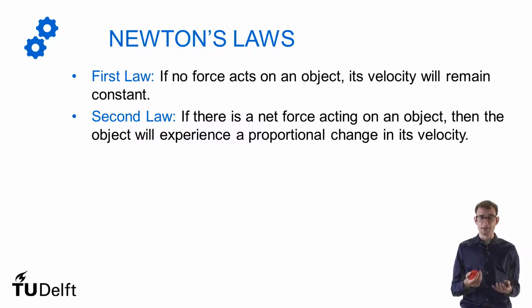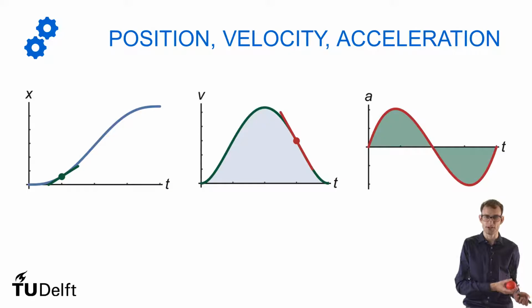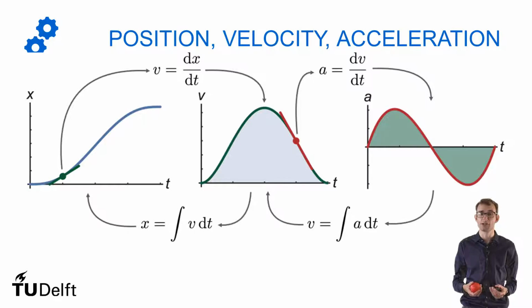To quantify this, we need to quantify changes in velocity. Well, we just saw that velocity was changes in position, the time derivative of position. Now the change in the velocity itself is known as the acceleration. And it works in exactly the same way. The acceleration is the time derivative of the velocity.